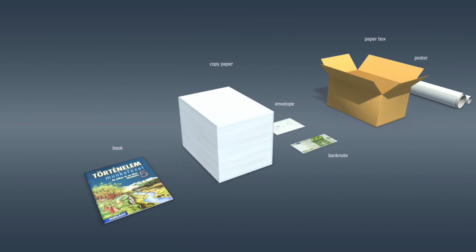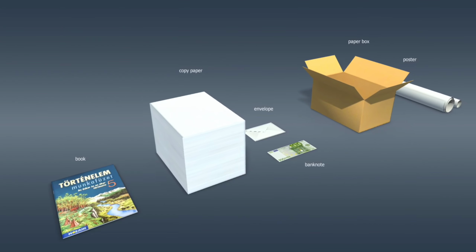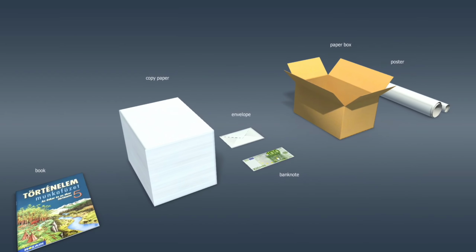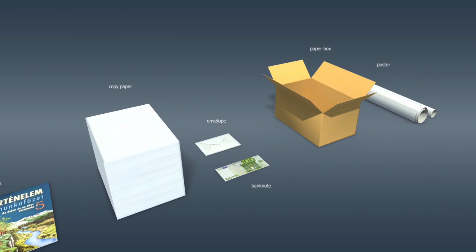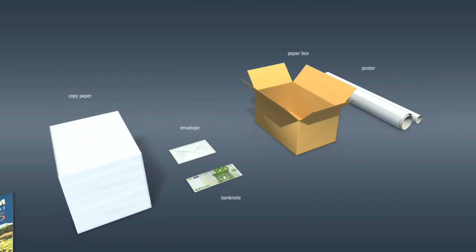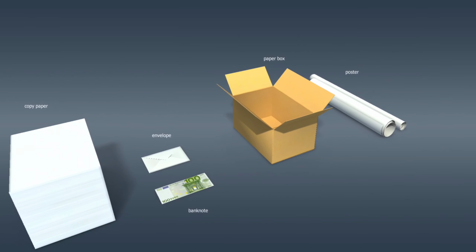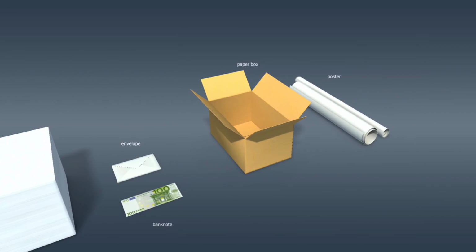Paper is indispensable in our lives today. The final products of paper making include such basic items as books, banknotes, and wrapping paper. However, the manufacture and use of paper take a serious toll on the environment.